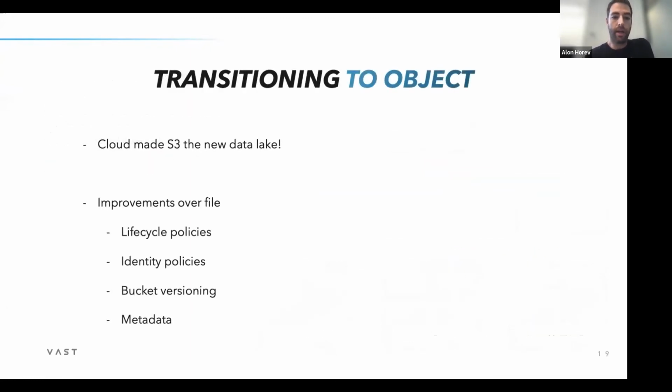Okay, so enough about the architecture. Let's talk about the transition to object. So from an industry standpoint, the big transition to S3 and object is really coming from the cloud. And the reason for that is that S3 is the only really viable storage solution in the cloud. Everything is relatively expensive, and S3 provides different tiers where some of those tiers are just sane enough cost-wise to be able to store vast amounts of data.